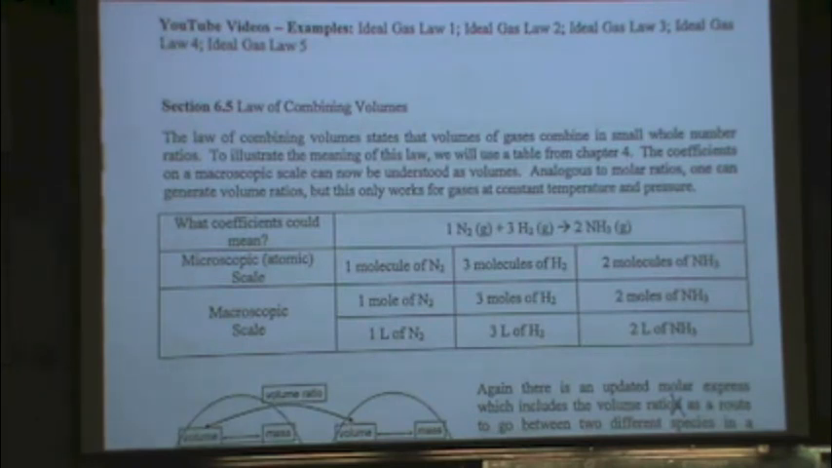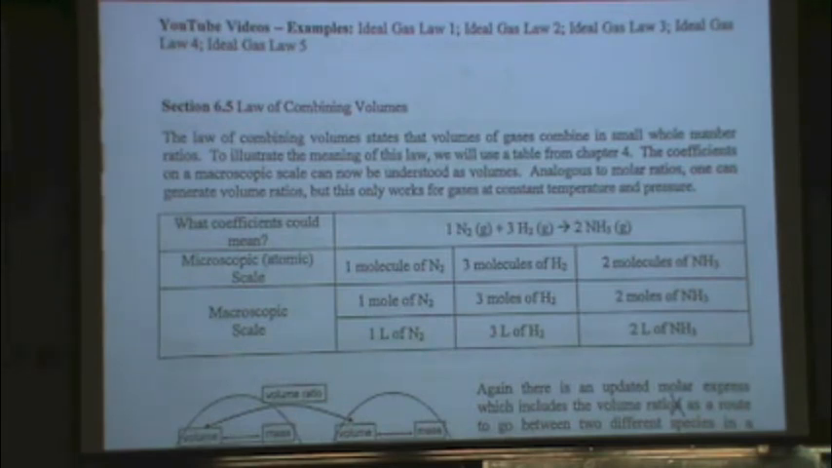According to the law of combining volumes, you can actually think of it as liters, if they're ideal gases. So 1 liter of N2 and 3 liters of H2 form 2 liters of NH3. So in addition to mole ratios, there are now volume ratios. We get these volume ratios that are just like mole ratios, but they involve liters.